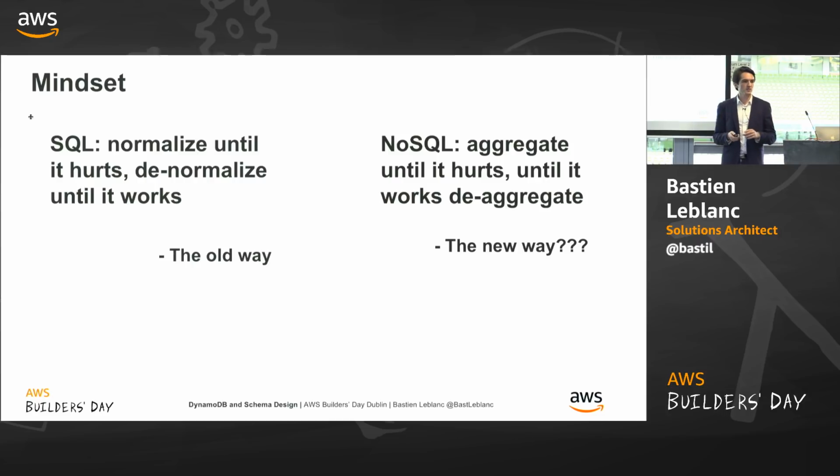So the old way with relational database was to normalize until it hurts, and just denormalize really when it's needed. Just because it used to be built back in the days where the disks were quite expensive, so that was okay to have all the data separated in multiple tables. But now, NoSQL: aggregate, denormalize until it works.